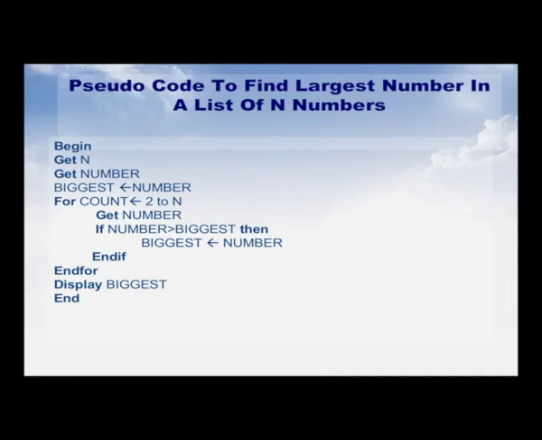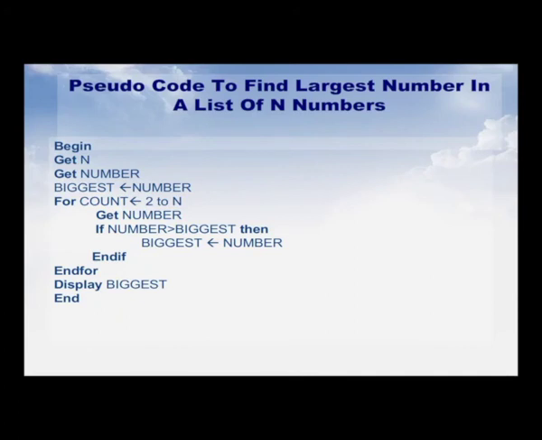The first number we get from the user we assign to the variable biggest, thinking that it is the biggest number. Now, for count equal to 2 to n, since we have already got the first number, we get the second number up to the nth number. If that number happens to be greater than the biggest, then we assign that number to the biggest variable. If the present number happens to be less than the biggest, then we do not do anything.